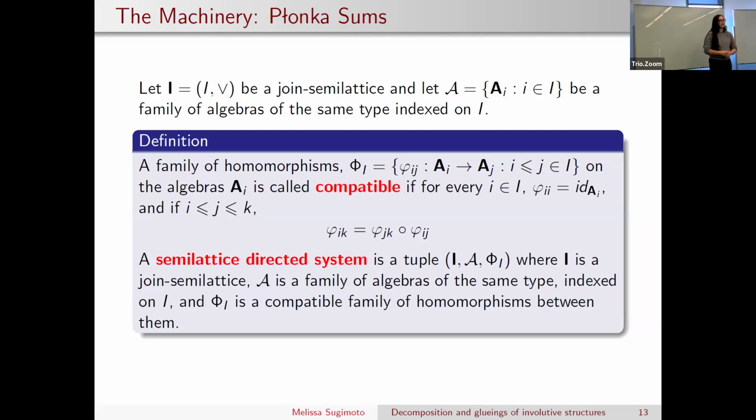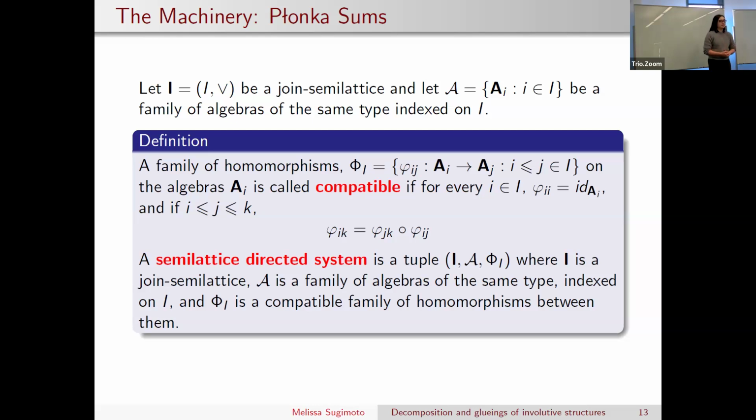We'll call it I because it's going to be an index set. And that's just a set with an associative, commutative, and idempotent operation attached, which lets us define an order on it, a partial order. And then we also want a family of algebras called A, and we want those algebras to all be indexed on the set I.